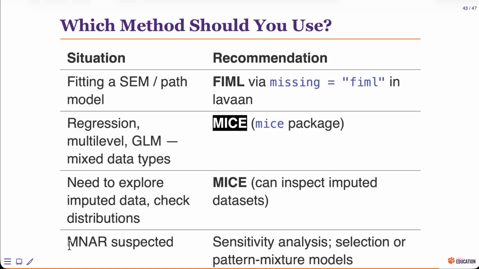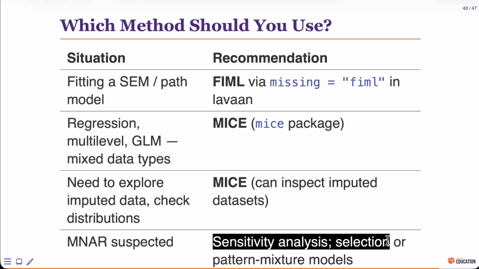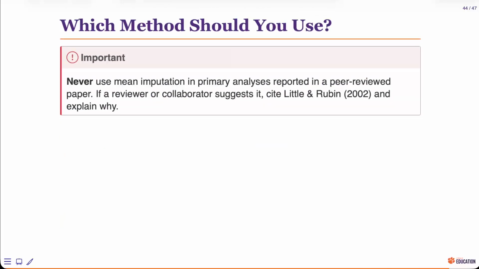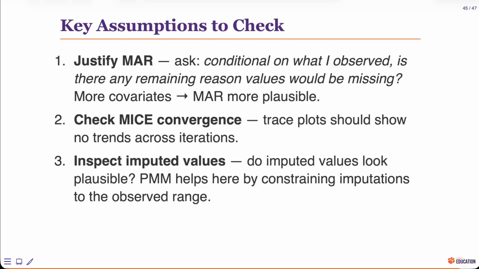Now, if you have missing not at random, that's outside the scope of this lecture. There are some methods for it, but those are also very difficult to use. But importantly, never use a mean imputation in primary analyses reported in a peer-reviewed paper. If anybody suggests it, just cite Little and Rubin and explain why. Bad, bad, bad, bad.